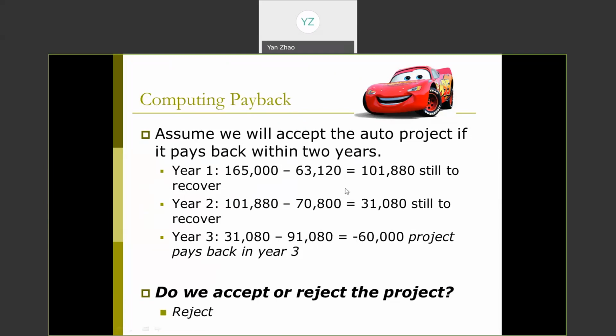Reject, because the project takes about 3 years to cover your initial $165,000 investment, while the financial manager prefers liquidity. He wants the project to pay back the initial investment in 2 years. So, according to this particular rule, we cannot accept the project, even though the net present value is a positive number. But because of the liquidity concern, the manager can still reject the project.